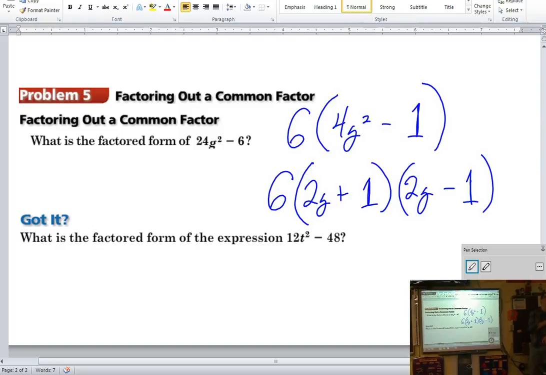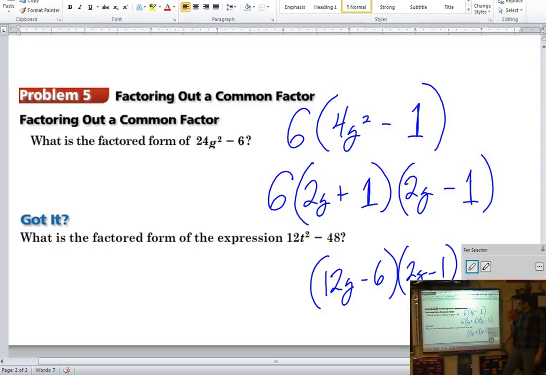So when we get to actually plotting these, hey guys, you might want to care about this. Michelle's asking, so then would we write this as the 12g minus 6 and the 2g minus 1? Or one of those is a plus, sorry. You could, but we would normally just leave it right here.